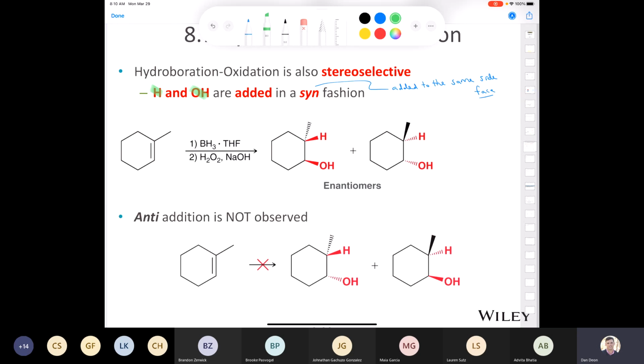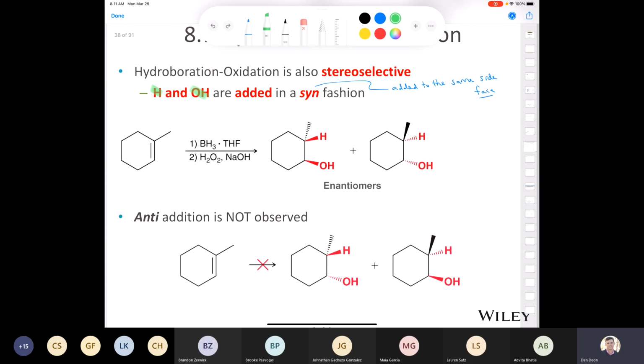Think about it. This carbon is sp2 hybridized. This carbon is sp2 hybridized. They're both trigonal planar, so the double bond is planar. And so the hydrogen and the hydroxyl can either add on the top, as is shown here. They came in from above, and that's why they're both on wedges, pointing up. Or they could have both been added, again syn, on the same face, where they're both pointing down. I have the hydroxyl pointing down and the hydrogen pointing down.